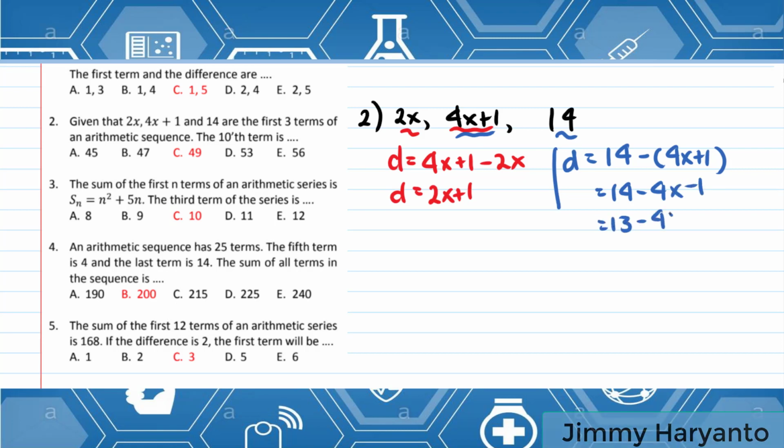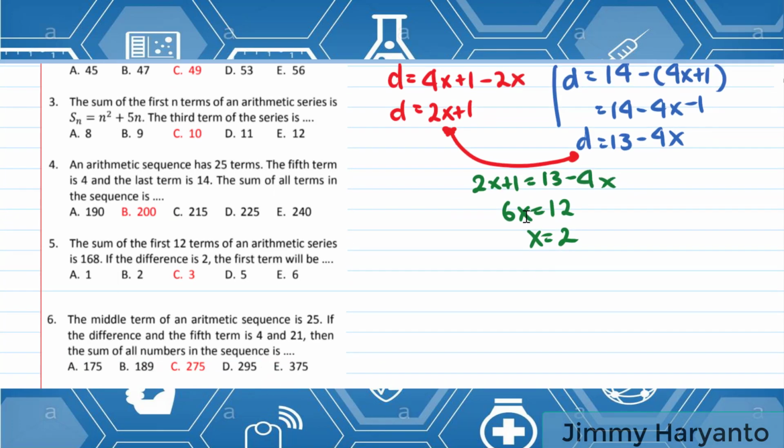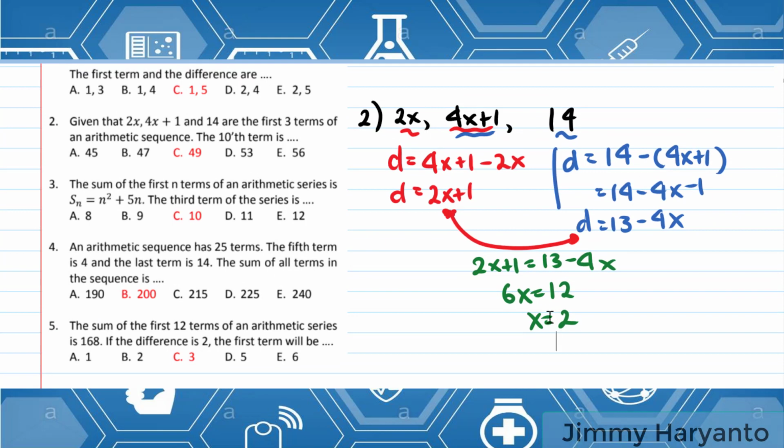13 minus 4x. As I told you earlier, the difference must be the same. So I can say 2x plus 1 equals 13 minus 4x. Using your algebra, you will get 6x equals 12, x equals 2. After you get x equals 2, you can rewrite this one by substituting the x. So the first is 2x, 2 times 2, 4. For the second one, 4x plus 1, 4 times 2 plus 1 equals 9. And then for the third one is 14.